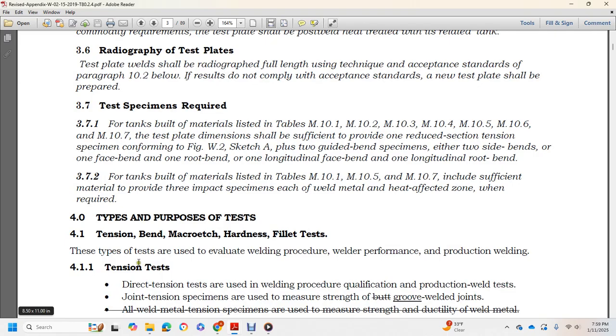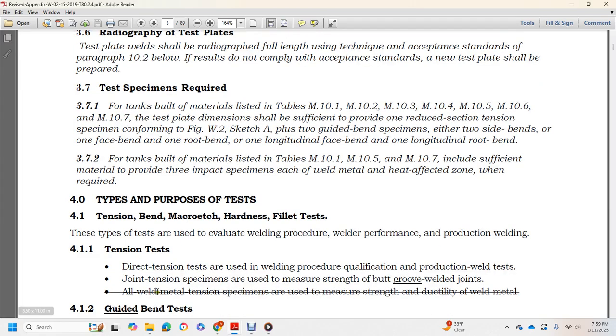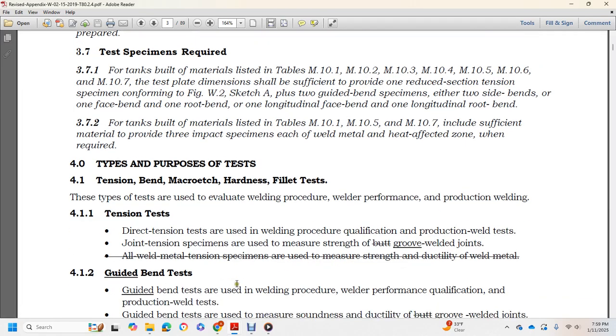4. Types and purposes of the tests. Tension, bend, macro etching, hardness, fillet tests. These types of tests are used to evaluate welding procedure, welding performance, and production welding. Tension tests. Direct tension tests are used in welding procedure qualification, welding performance qualification, and production welding tests. Joint tension specimens are used to measure strength of butt or groove weld joints, and all weld metal tension specimens are used to measure strength and ductility of the weld metal.